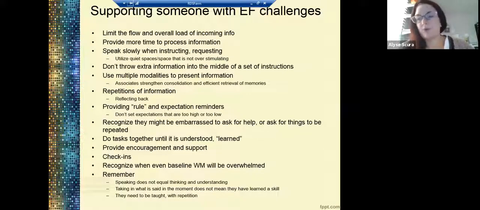Again, provide more time for processing. This impacts their ability to actually use the information later with their working memory to help plan for the future. Their inflexibility could also be impacted by that increased processing time. Using quiet spaces, or a space that's not overstimulating, when you're speaking to them is really important.